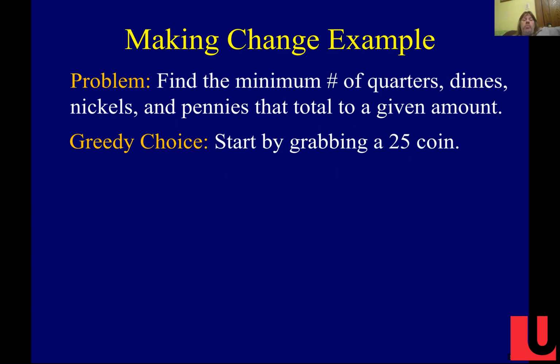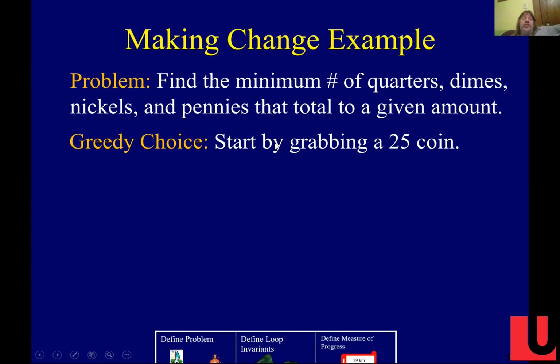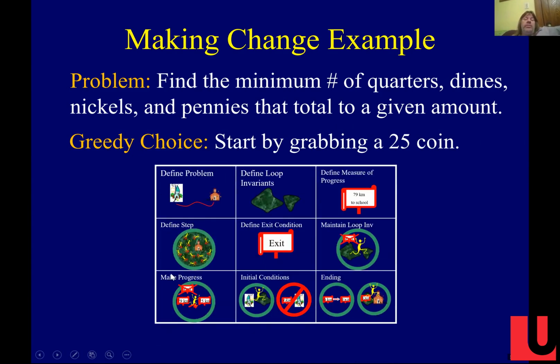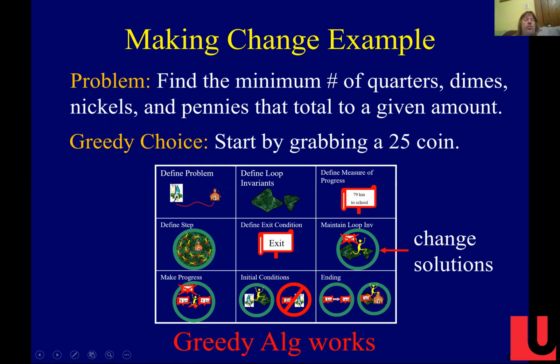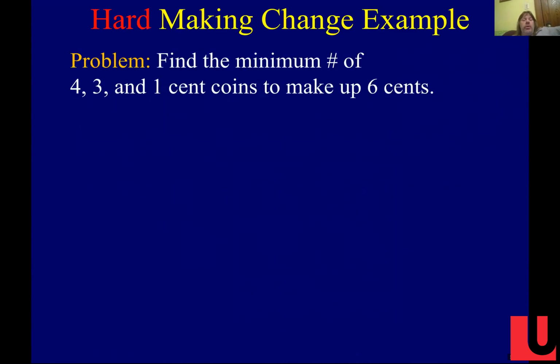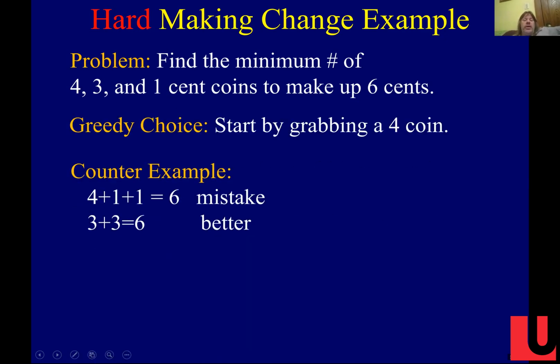All right, so just for fun, let's go back and consider. This is just saying that we've completed this problem, and we've done all the loop invariant things, particularly this step of maintaining the loop invariant by changing solutions, and we've proven that the algorithm works. All right. So before we go on, let's consider this funny case again, where we had coins 4, 3, and 1. We're making up 6 cents, right?